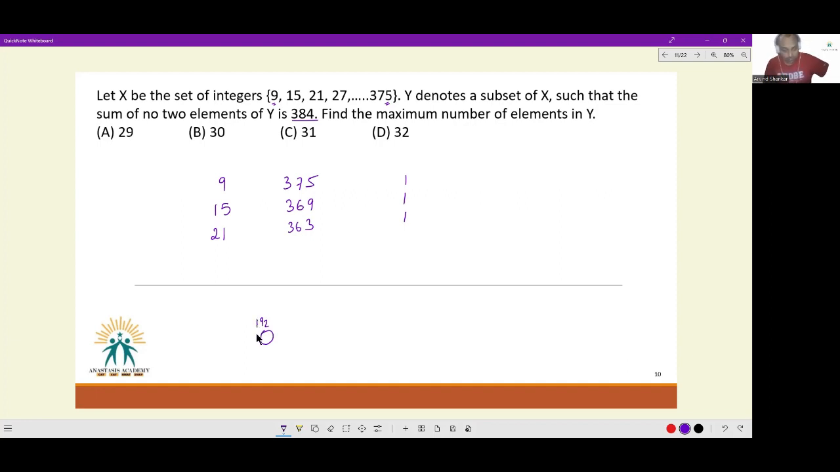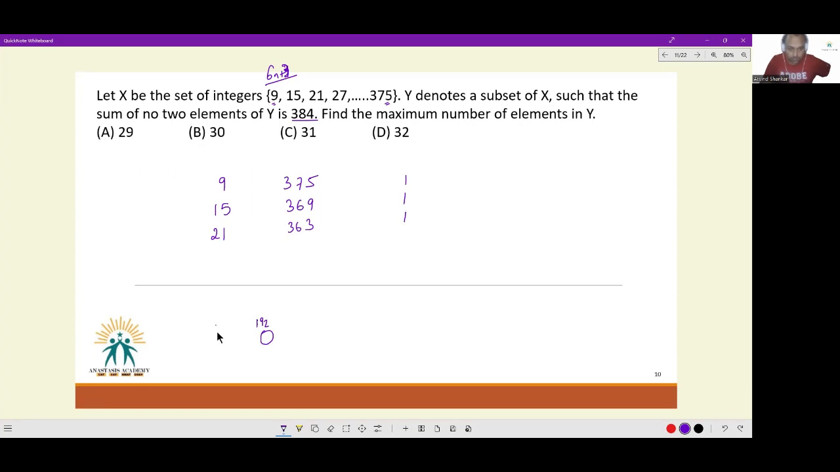Now, if the summation middle term is 192, can you see 192 will not be a part of the series? The series is of numbers which are 6n plus 3, or odd numbers. So 192 is not a part of this series. So 3 back and 3 forward should get you the middle terms.